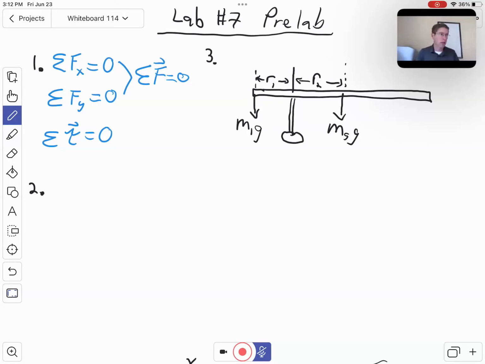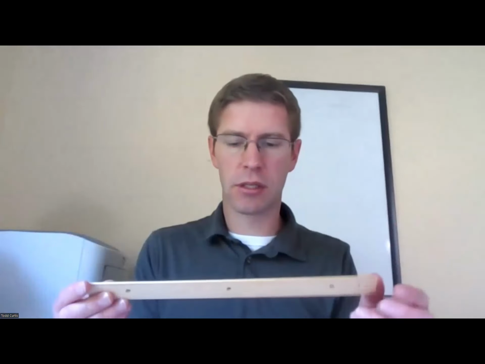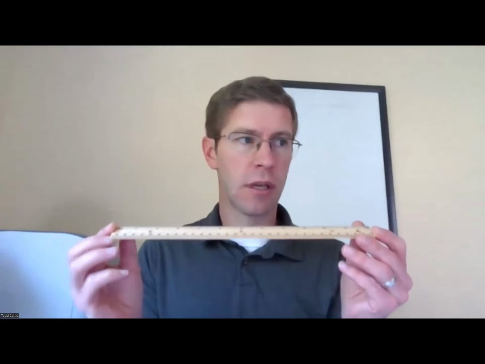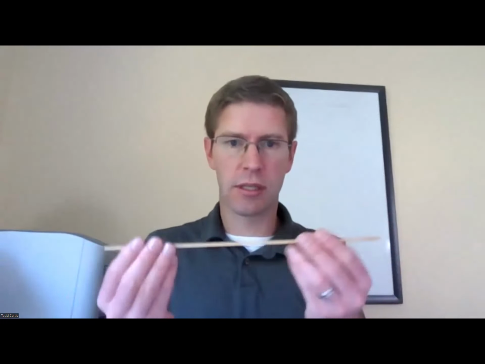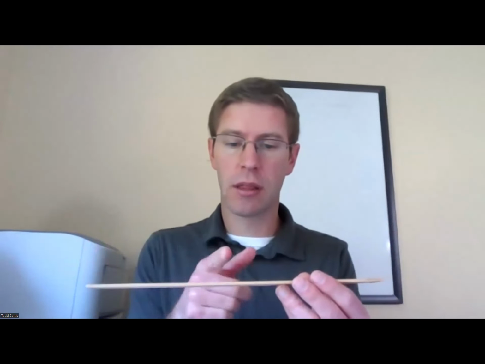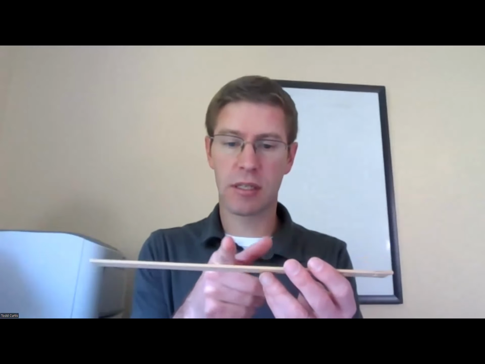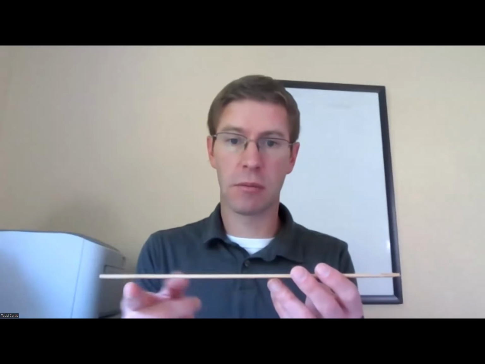Now, the second question asks us to think about how we would go about finding the center of mass of a meter stick. So here I have a ruler instead of a meter stick just for the sake of distance, but how would you go about finding the center of this? I'm sure you would probably deduce, since it's more or less symmetric, that it would be approximately at the middle. So for a meter stick, it'd be at the 50 centimeter mark. For my ruler here, that's about 12 inches, it'd be at the 6-inch mark or the 15.5 centimeter mark.